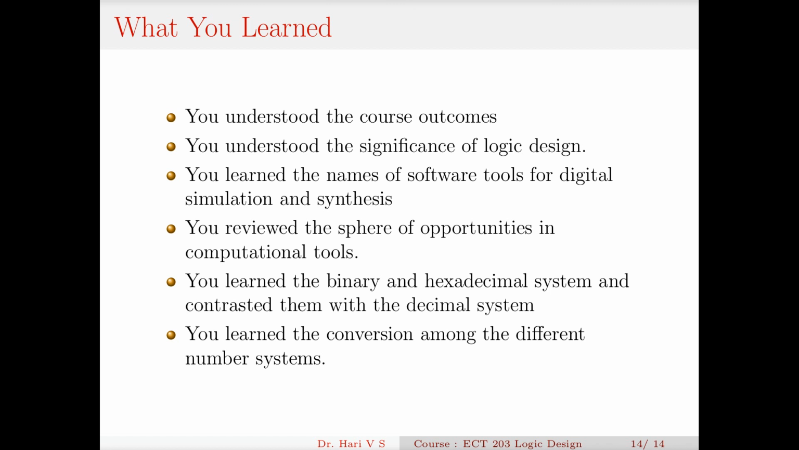You reviewed the sphere of opportunities we discussed in the previous semester. So why we learned these computational tools, how far you have learned and what more there is to learn. You learned the binary and hexadecimal systems and you contrasted them with the decimal system. Then you learned the conversion among different number systems. So do some more exercises at home and understand this conversion very thoroughly. And that brings us to the end of this presentation.